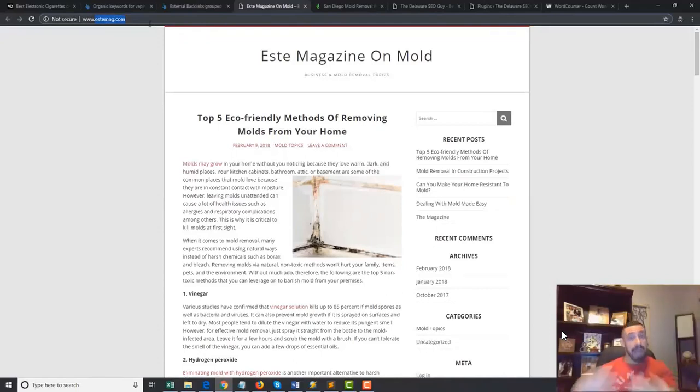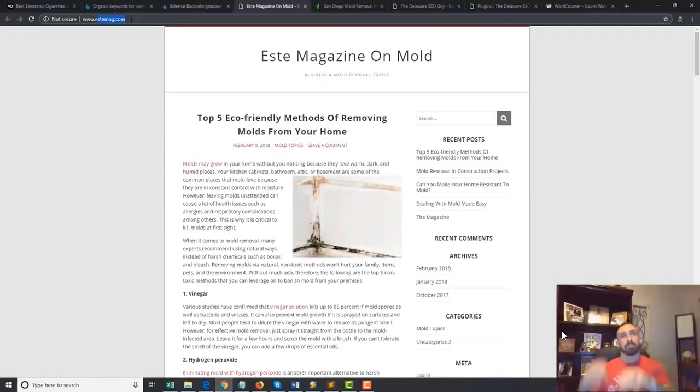Which means most of the power stays with the site, because a PBN is all about buying sites that have power and using them to our advantage. So what happened when the person who owned estemag.com before us decided not to renew the domain for whatever reason is it goes up for auction. Okay, so it goes to auction where people like us can buy them, and really what we buy PBNs for is the power in them.